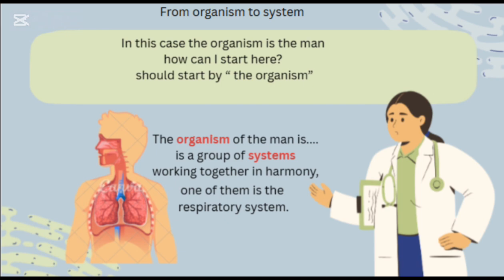For example, the organism of the man is a group of systems working together in harmony, and then I give an example. One of them is the respiratory system. In this case, we are talking about the respiratory system. With the rat, the first sentence would be the organism of the rat is a group of systems working in harmony. One of them is the digestive system, because we were talking about the digestive system.